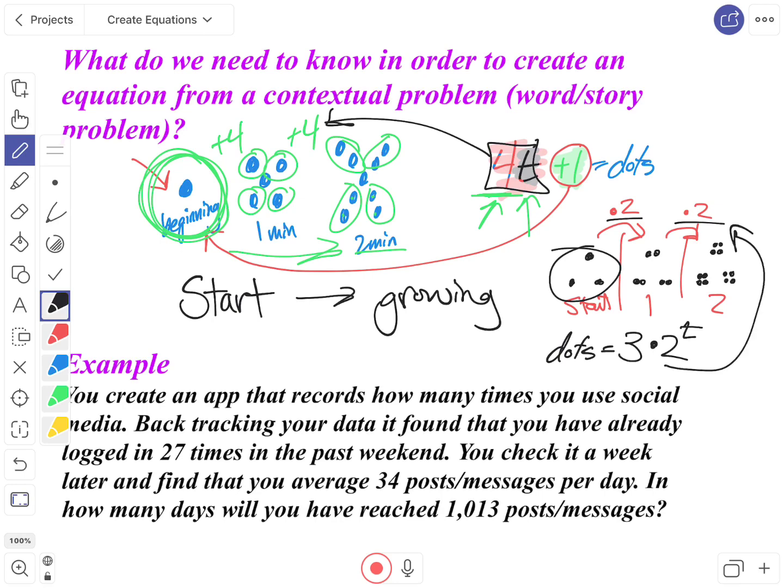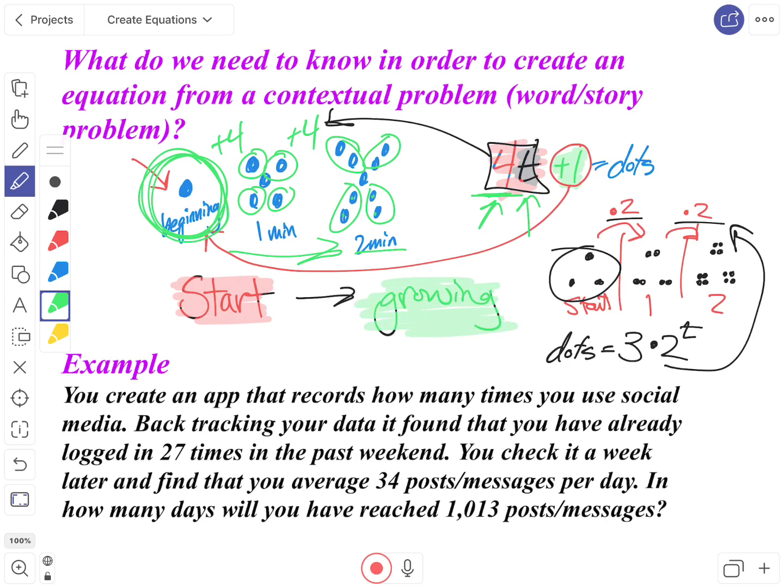Okay, so it doesn't really matter what type of situation we have going on. It all goes down to that idea of: do we know the start number, and do we know how it's growing? If we have those two pieces of information, it's very easy to make an equation.